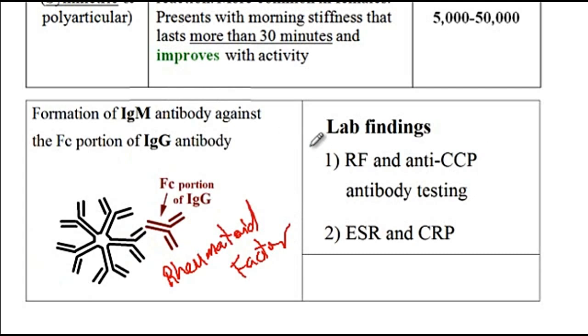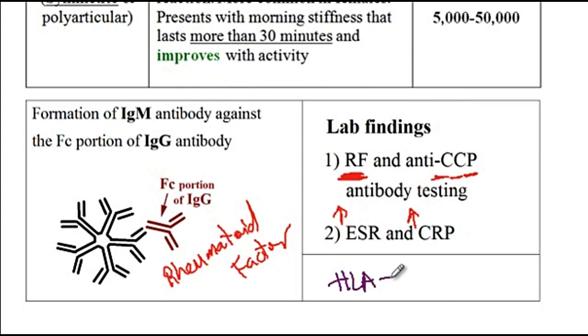And so in fact, the lab findings that you see in patients with rheumatoid arthritis includes the presence of the rheumatoid factor as well as the anti-cyclic citrullinated peptide. In addition, there would be elevated erythrocyte sedimentation rate as well as elevated C-reactive protein. And then in terms of the genetic association, presence of the human leukocyte antigen DR4 gene loci predisposes patients to the development of the rheumatoid arthritis.